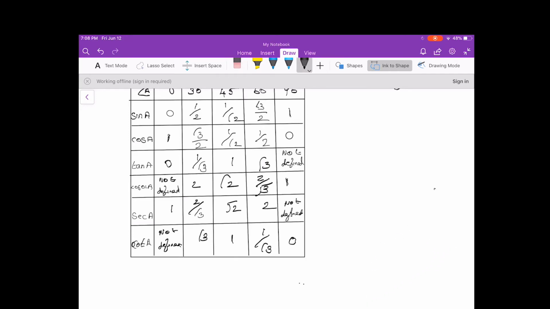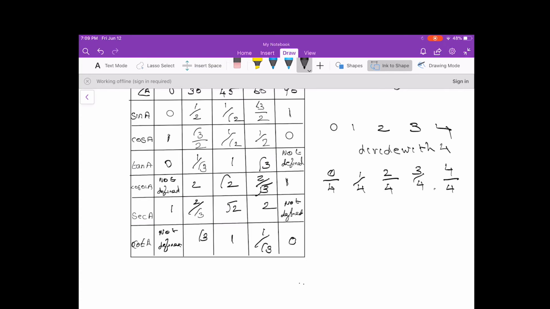See, for sine A, I'll write the numbers 0, 1, 2, 3, 4, for the angles 0, 30, 45, 60, 90. I'm just writing the numbers from 0 to 4. First step, I'll divide with 4. 0 by 4, 1 by 4, 2 by 4, 3 by 4, 4 by 4. What is the value?